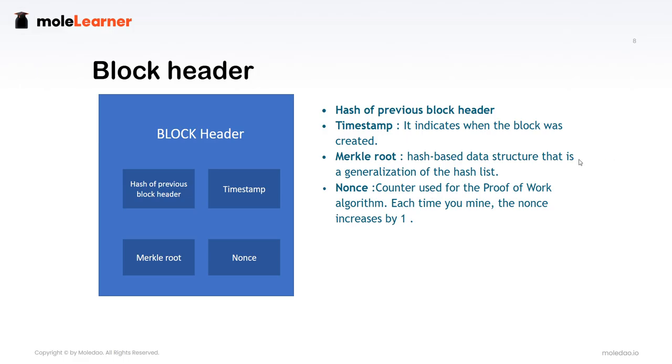Okay, so let's explain what the block header is. There are four parts. First, the hash of the previous block, so we can know what the previous block is. Second is the timestamp, when this block was created. Third is the Merkle root, used to verify transactions. Fourth, the nonce, a counter used for the proof of work algorithm. Each time you mine, the nonce will increase by 1.